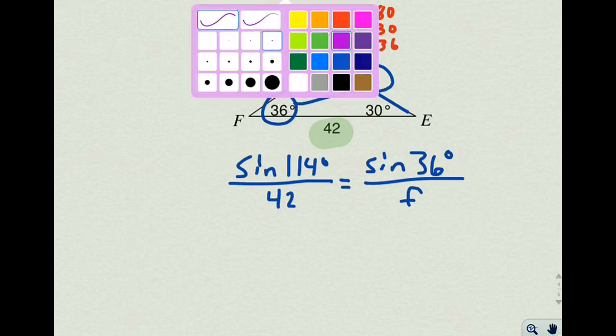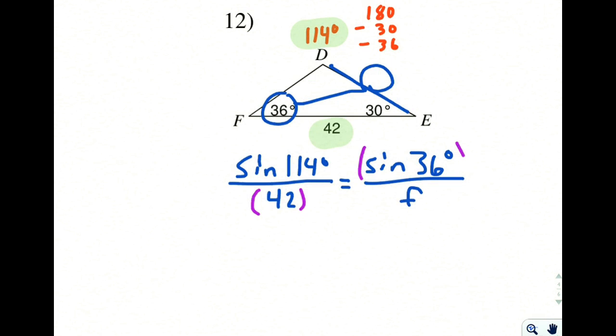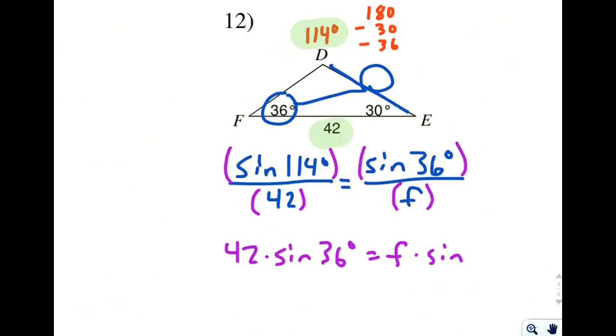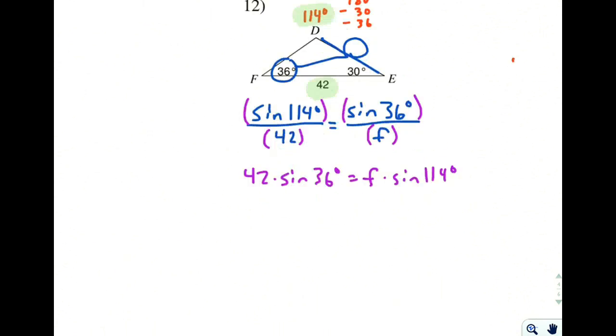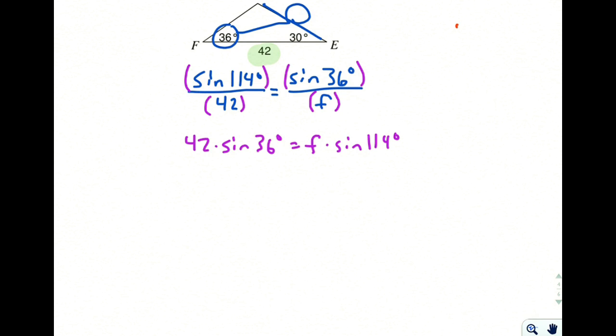Second step, I cross multiply. So I have 42 times my sine 36, so going across, 42 times sine of 36 degrees equals f times sine of 114 degrees. Now in this problem, we're trying to get our unknown thing f alone, and f is not trapped inside of anything, so we can actually divide both sides by the entire quantity sine of 114 degrees.